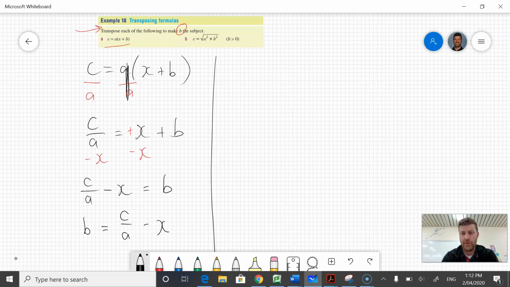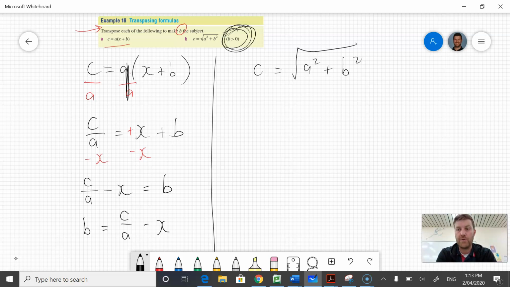All right, the second example we've got here is again a little bit trickier. The equation is C equals root of A squared plus B squared, and it's got here A is greater than 0, and we'll look at what that means in a minute. Don't worry about that just yet. We just know that it has to be a positive number, essentially. It's not a negative number. That's what that means. And again, we're going to transpose or rearrange this formula so that B is the subject.